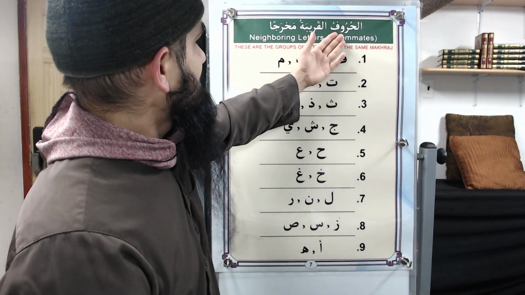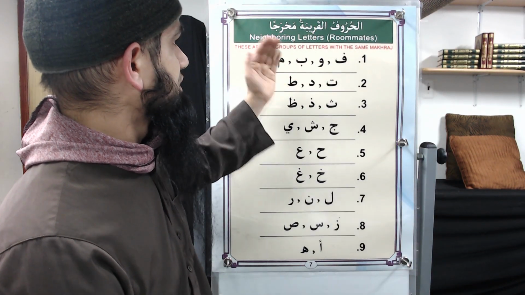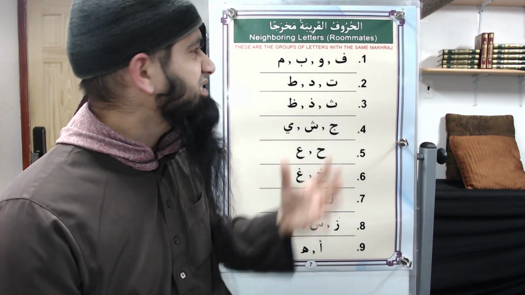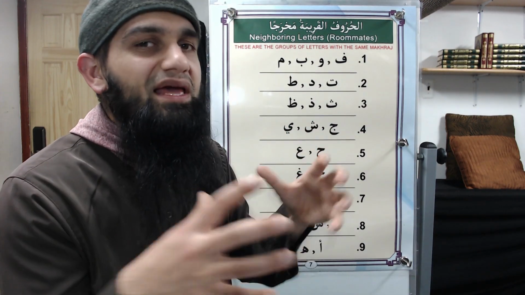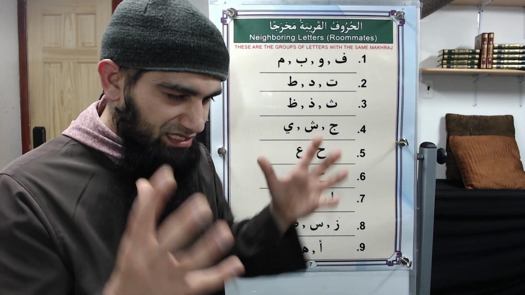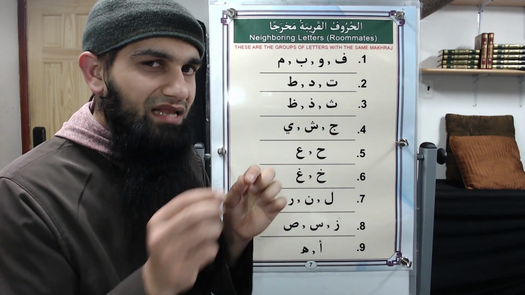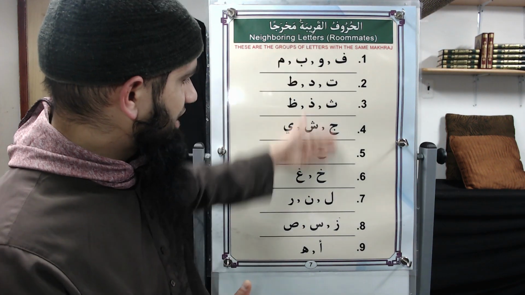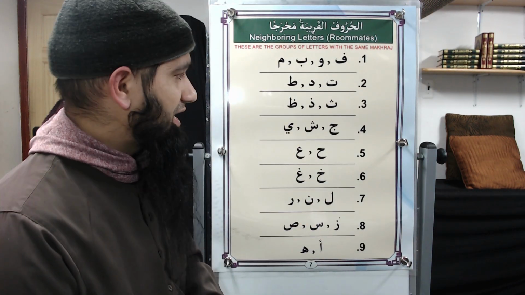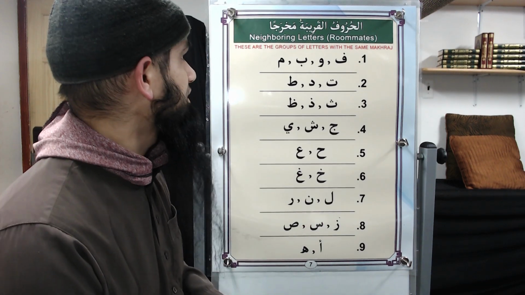As you can see, the lesson's title is "The Letters of Neighboring Makharij," roommates. What does that mean? That means letters that come from the same place. They share the same place, but there are some things that make them slightly different from other letters. So there are 9 groups of letters that come from similar places. Let's cover them, inshallah.